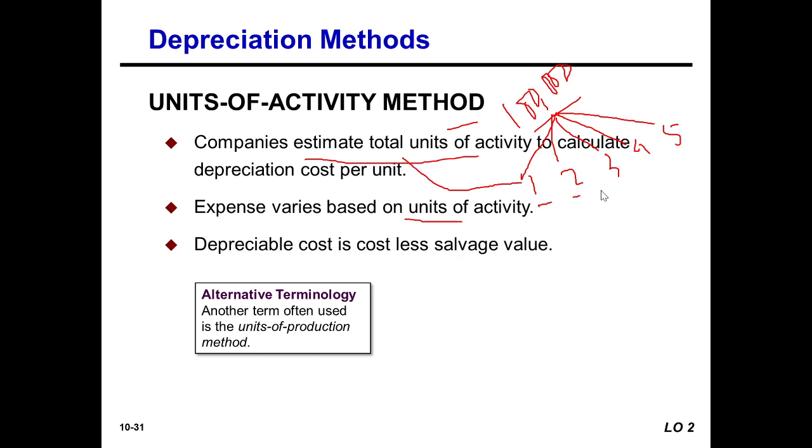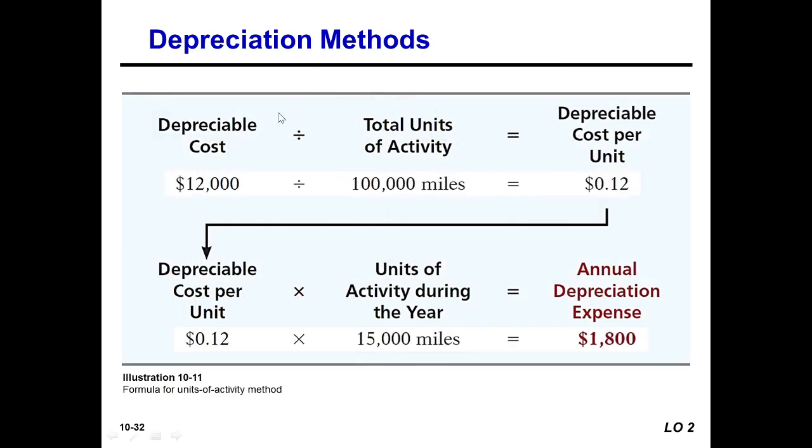So this year and this year will not have the same units. So expenses vary, that means they vary based on units of activity. Suppose here 10,000, here 20,000, so depreciation expense will not be the same here and here. And then depreciable cost is cost less salvage value. Residual cost is cost less salvage value. Okay, so now we will discuss these methods.